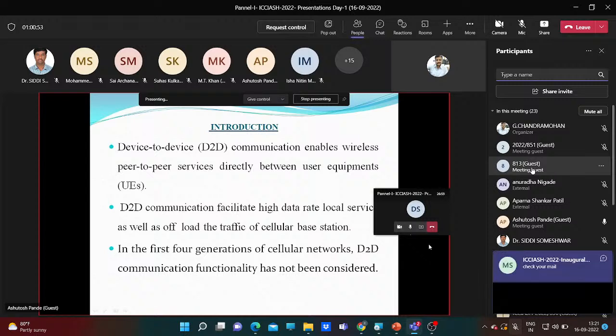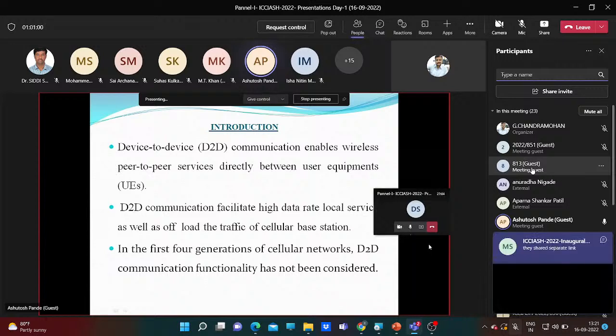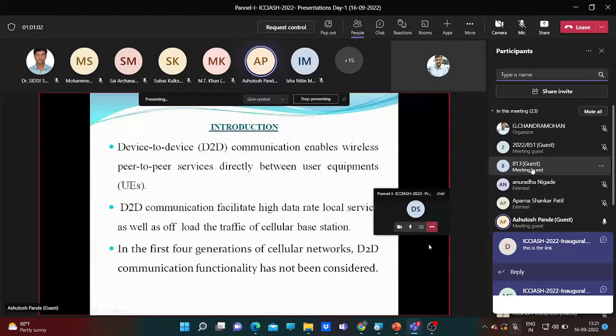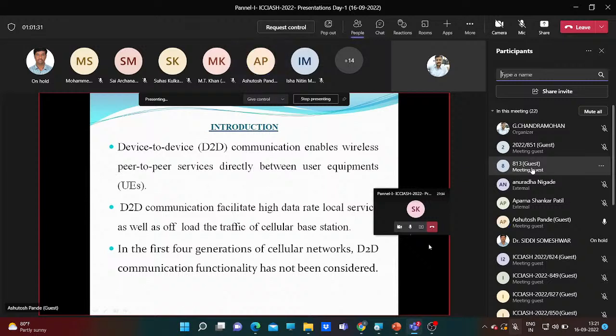Device-to-device communication enables wireless peer-to-peer services directly between user equipments to facilitate high data rate local service as well as offload the traffic of cellular base station. By reducing the LTE cellular resources, device-to-device communication enhances spectrum utilization and improves cellular coverage. To achieve an efficient utilization of available resources, reduce latency, improve data rates, and increase system capacity, device-to-device communication utilizes nearby communication devices.